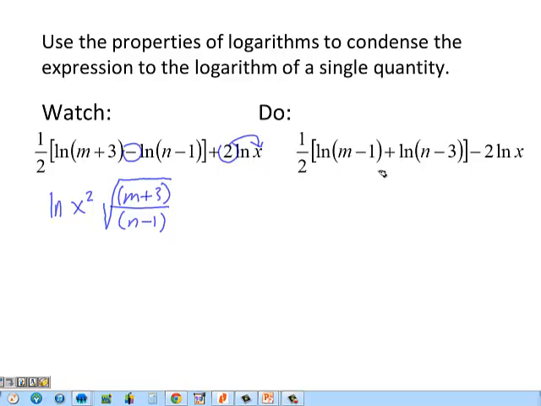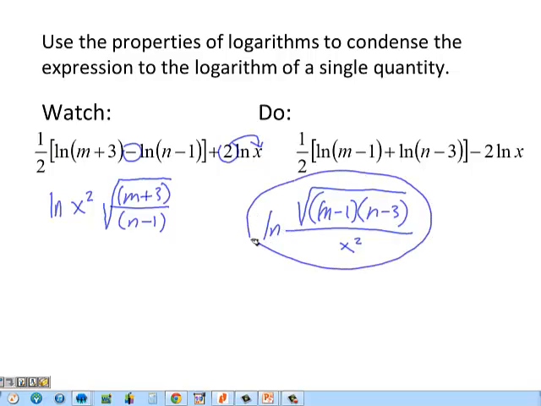Okay, hope you finish that. I'm going to do the same thing here. Now this time it's going to be m minus 1 times n minus 3, and then this is going to be the square root. All of that's going to be divided by x squared. How's that? Very good. Okay.